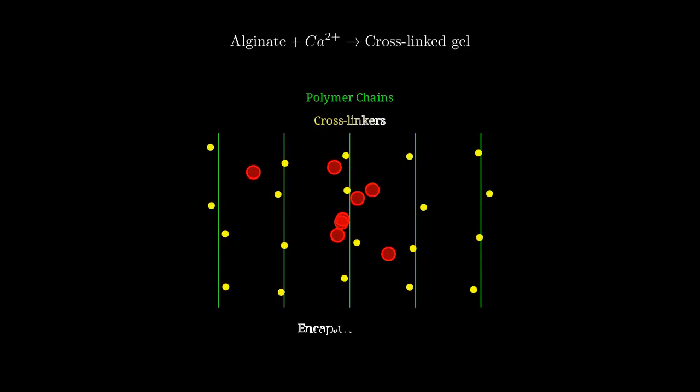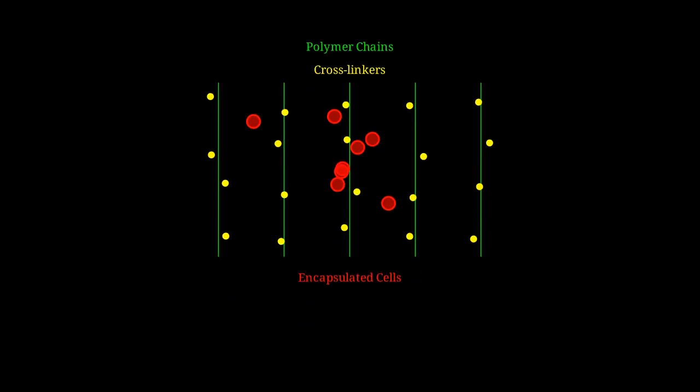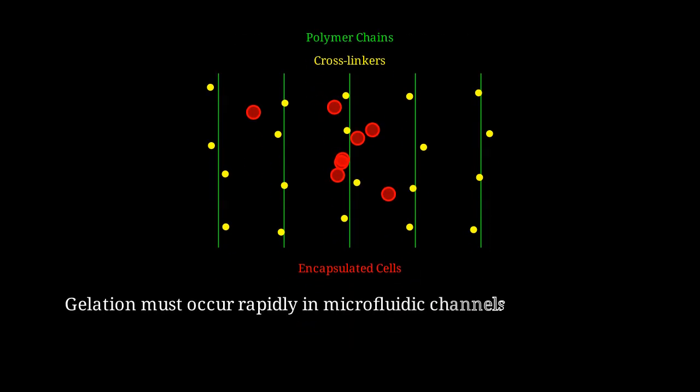This diagram shows the hydrogel network structure, with green polymer chains connected by yellow cross-linkers, with red cells trapped inside the network. For microfluidic encapsulation, gelation must occur rapidly, typically within seconds, so that the gel solidifies before the droplet exits the device.